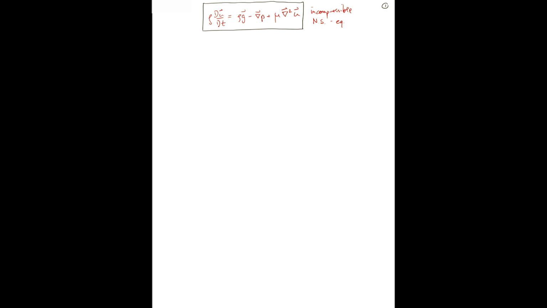Last lecture we derived the incompressible Navier-Stokes equation. I've written it again here. It describes how the flow of a fluid is determined by a gravity force, a pressure force, and a viscous force, by these three terms.